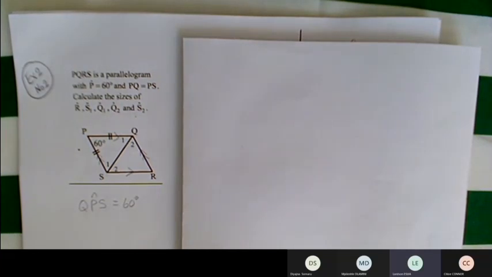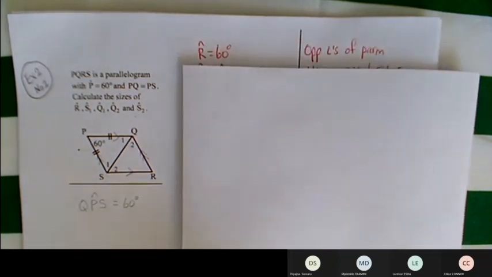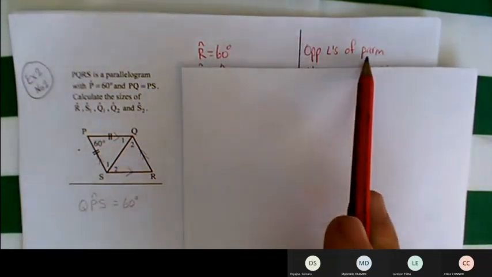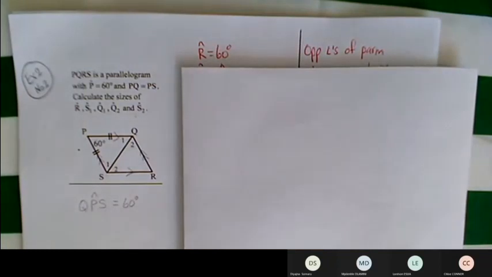Sir, would R be equal to 60 degrees? 60, perfect. What's your reason there, Lawton? Opposite angles of a parallelogram. So that's the first one: R is equal to 60, opposite angles of a parallelogram. I'm not too sure if you can see the red writing here, guys. Okay, so R is sorted out.